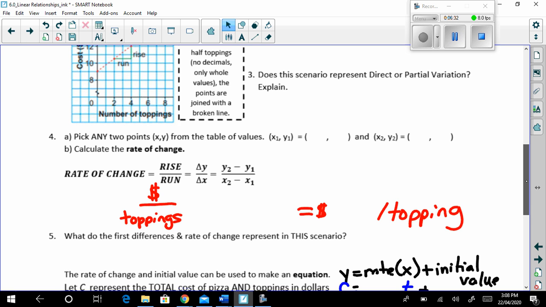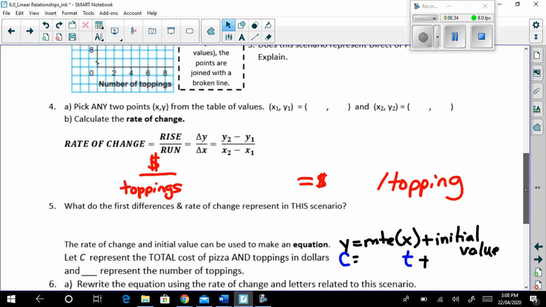So when I start a word rate, then when I'm filling in my numbers, my y2 minus y1 divided by x2 minus x1, I can try to make sure that the top numbers are all money numbers and the bottom numbers are all pizza topping numbers. Okay, and when I get my final answer, it should represent a money per topping.